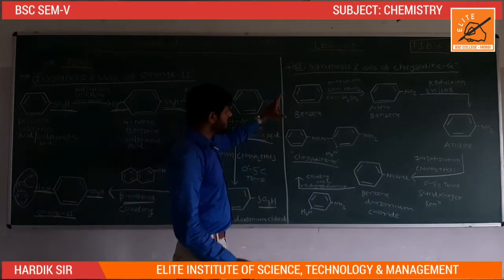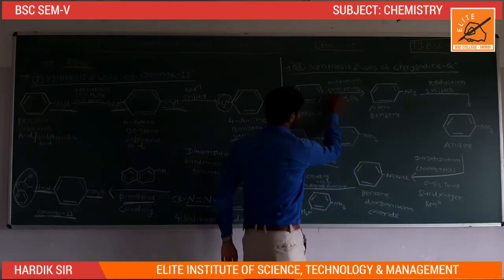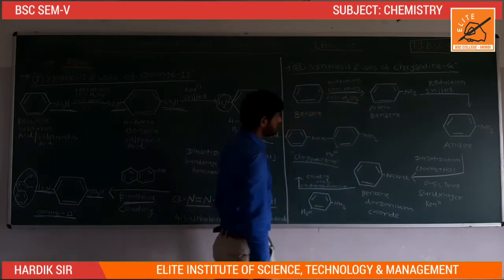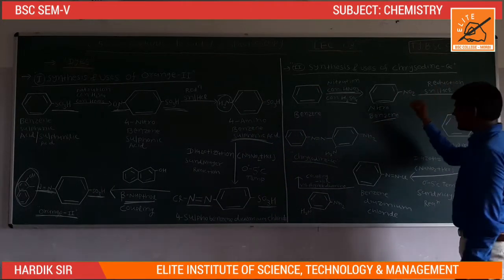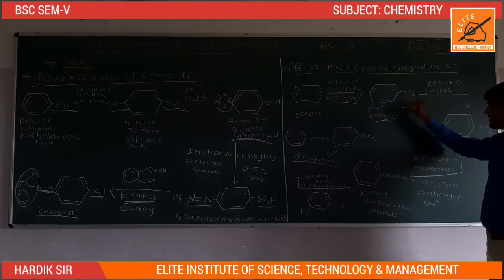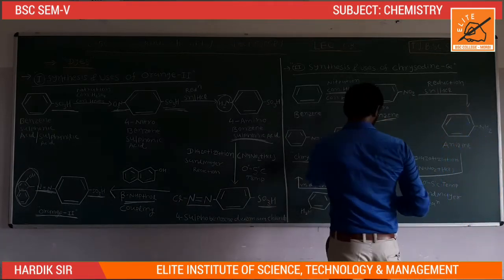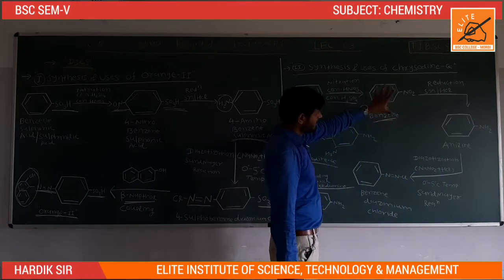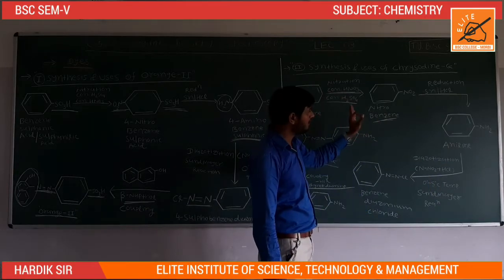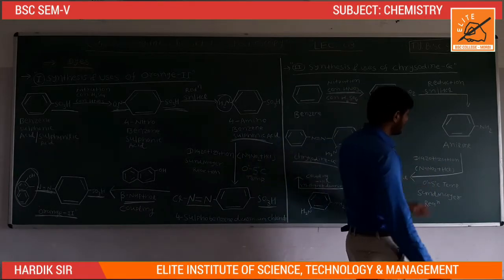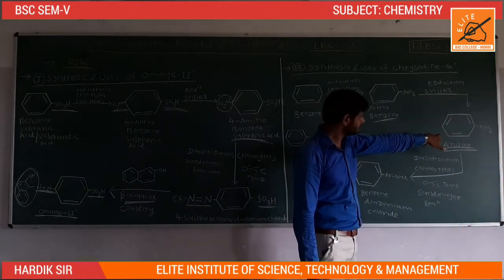Now we first take benzene, and benzene nitration with concentrated HNO3 and concentrated H2SO4 produces nitrobenzene. This is the nitrobenzene, our first intermediate product. Now nitrobenzene reduction with stannous metal and HCl, hydrochloric acid, produces the second intermediate product, aniline. This is the structure of aniline.